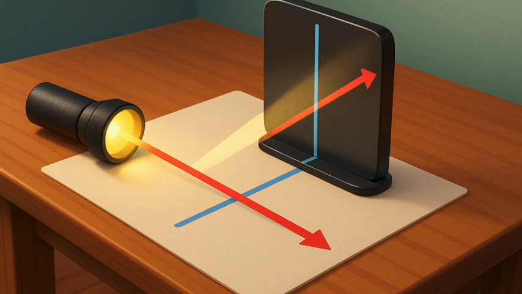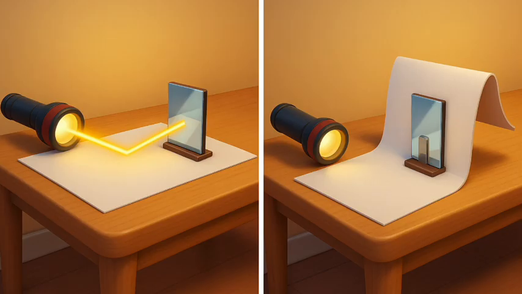The incident ray, the normal to the mirror at the point of incidence, and the reflected ray all lie in the same plane. This is another law of reflection. Fig. 10.10 A. Reflected beam visible along the extended portion of paper. B. Reflected beam not visible along the bent portion of paper.